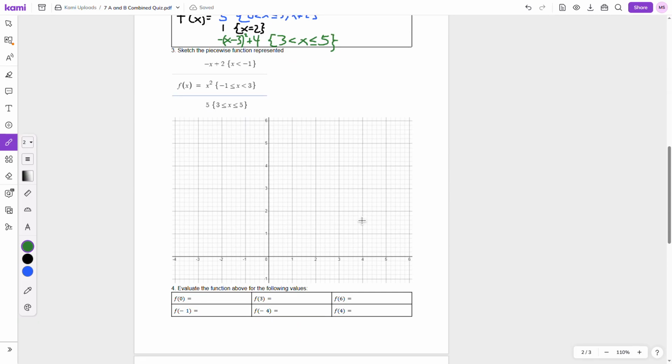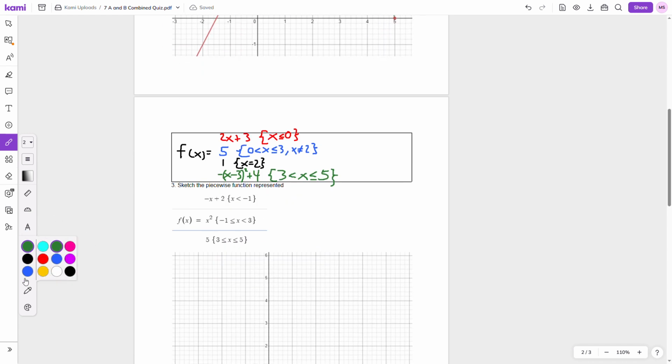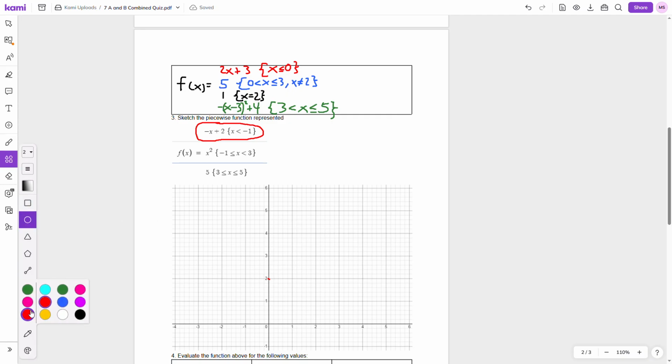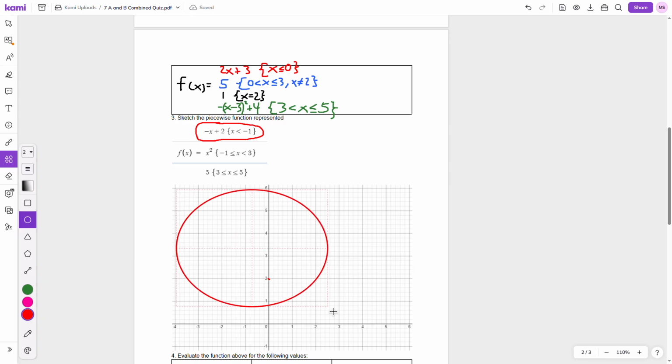So let's do the same thing with the other one. Well, this first part here is a line, right? This right here is a line. Now, if it's just y equals minus x plus 2, that's a y-intercept of 2 and a slope of -1. And we could easily graph that. Oh, circle tool. I forgot I was doing that earlier.